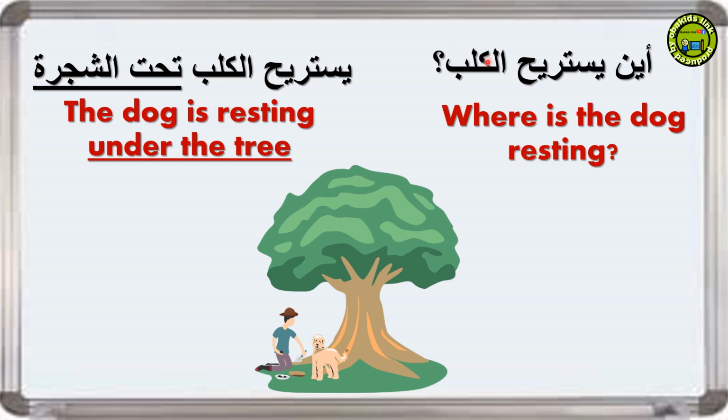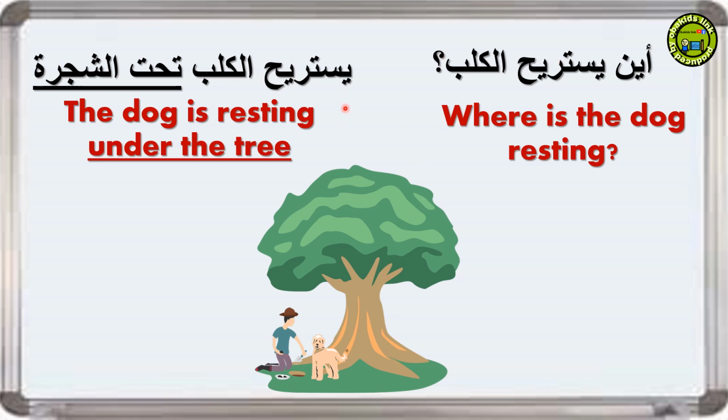As you can see, كلب is a living thing, but it's not human being. This just comes to show that أين can be used for non-human beings. And يستريح is used to ask about where the dog is resting. Because if there was no يستريح, it would just be where is the dog? And if we add يستريح, that means where is the dog resting? So we have to add يستريح if we want to ask about where the dog is resting.